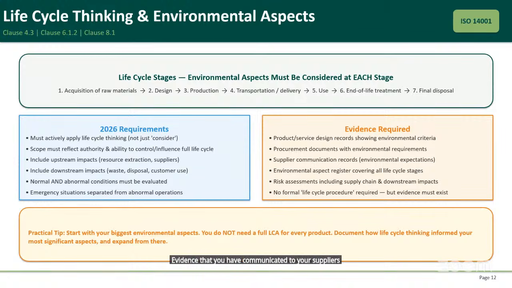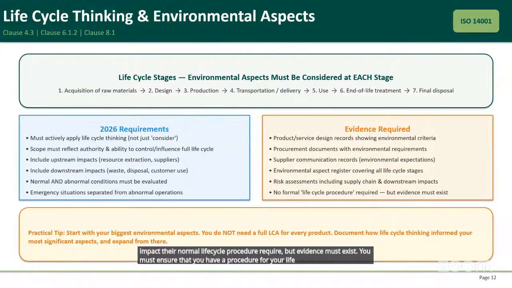Then environmental asset register covering all life cycle stages. Then risk assessment including supply chain and downstream impact. Then a formal life cycle procedure is not required, but evidence must exist. You must ensure that you have a procedure for your life cycle. Carry out risk assessment, including your supply chain and your downstream activities, the downstream impact of your processes.